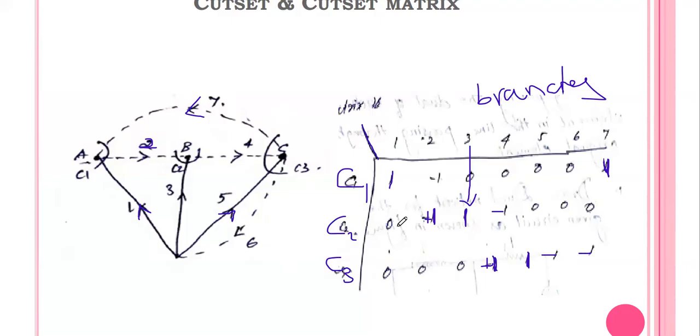In this manner you find out the cut set matrix. If the cut set current direction and the branch direction are the same, we have to put plus 1. If the cut set direction is opposite to the branch direction, minus 1. If there is no relation, we have to put 0. So this is the formation of the cut set matrix.